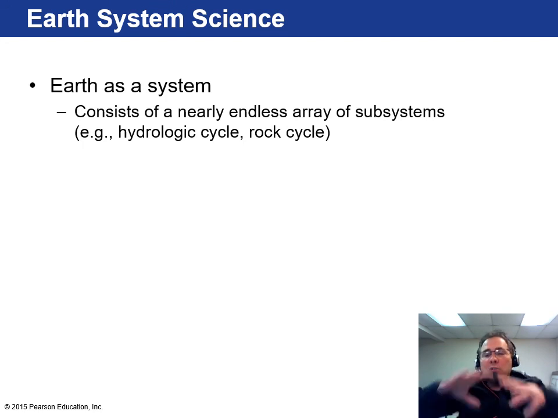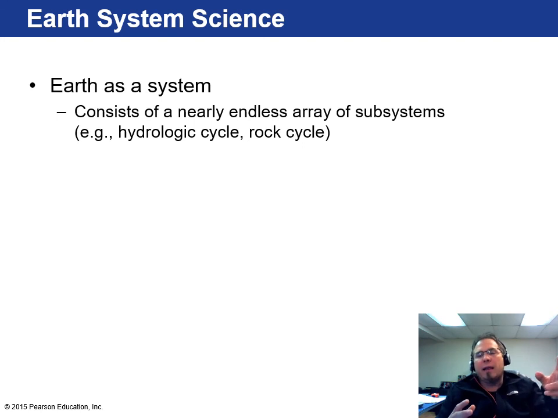Now, Earth as a whole system consists of an almost endless array of subsystems, and we're going to talk about a few of these over the course of the semester. The hydrologic cycle, which is the water cycle. There's a whole chapter on the water. And then the rock cycle, what happens with rocks as they're created, get deformed, and then erode, and how you get sedimentary rocks out of igneous and metamorphic rocks, things like that. So there are all kinds of subsystems that play a role in this much larger system.